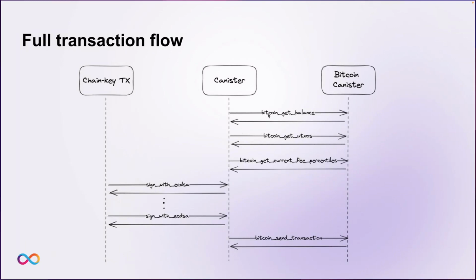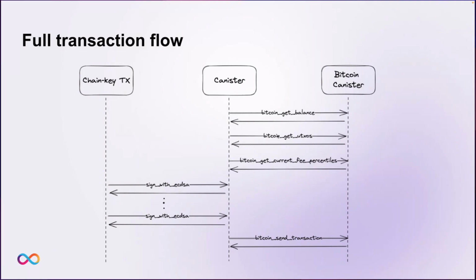And we derive the address from an ECDSA public key that we retrieve by calling the ECDSA public key method on the management canister, but that's not shown here. So once the result comes back and we made sure that the address actually has enough BTC to fund our transaction, we then request the UTXOs of this address.